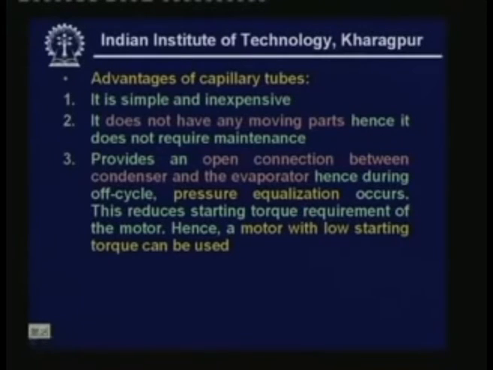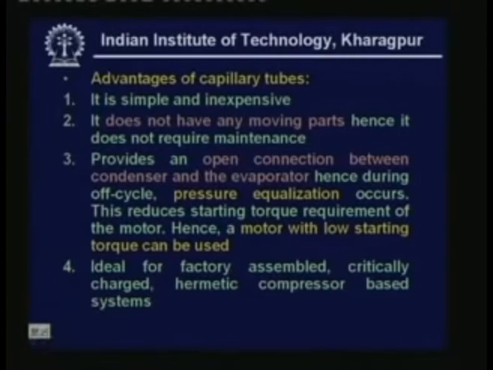When the system is off, that means when the compressor is not running, condenser pressure is much higher than the evaporator pressure. So the pressure equalization takes place through the capillary tube, because the capillary tube is nothing but an open tube. So during the off condition, if sufficient time is allowed, the entire system pressure will be the same. So when the compressor starts after the off condition, it has to start against the same back pressure. That means it does not require a lot of starting torque to start, so you can use low starting torque motors.